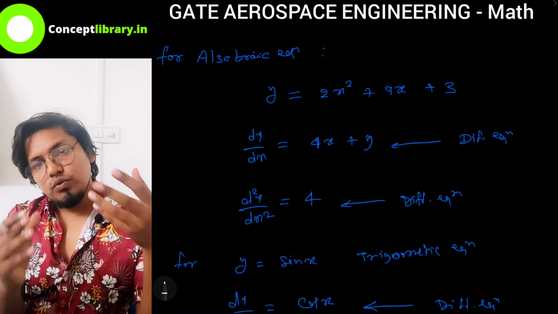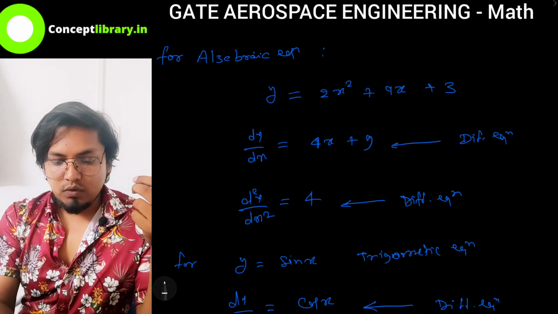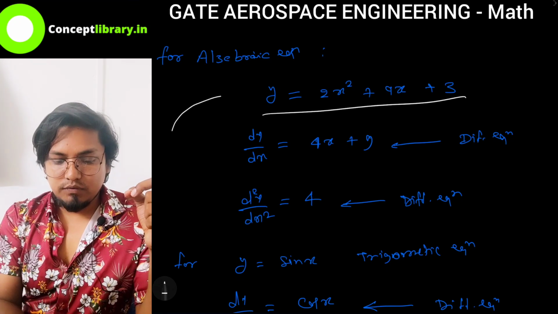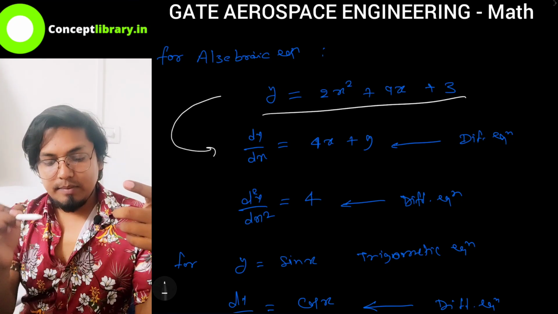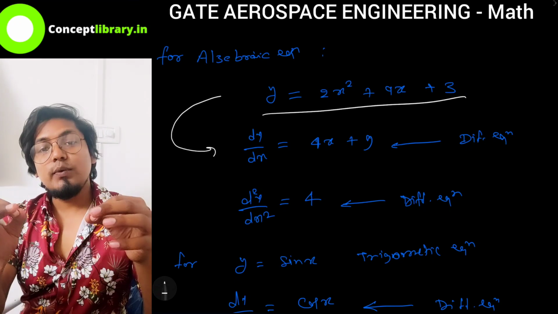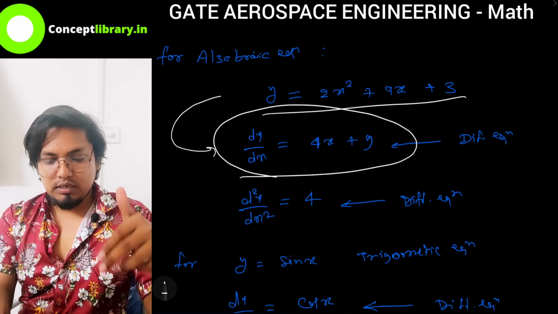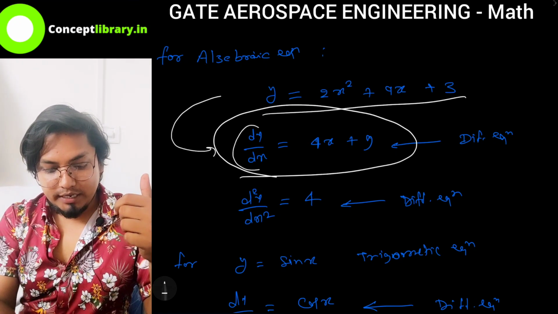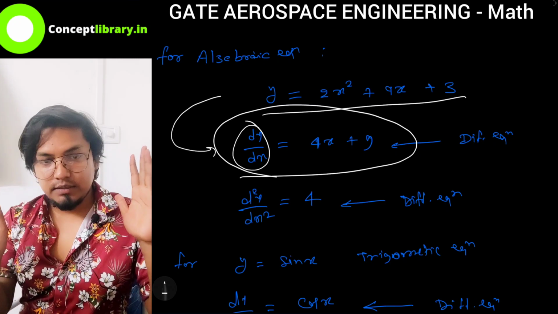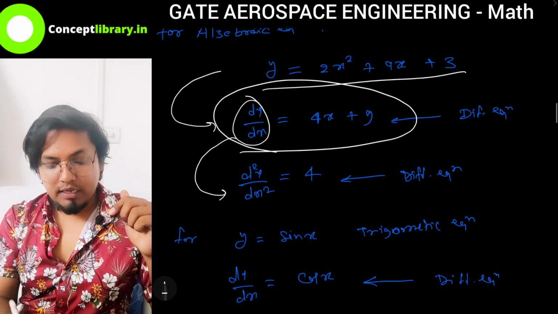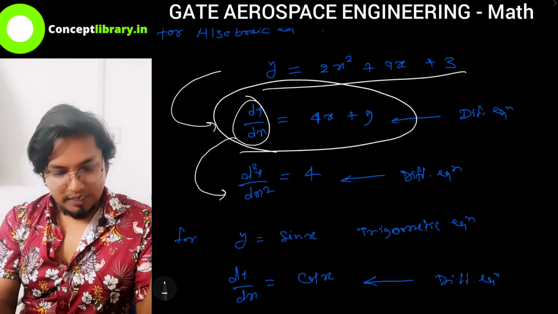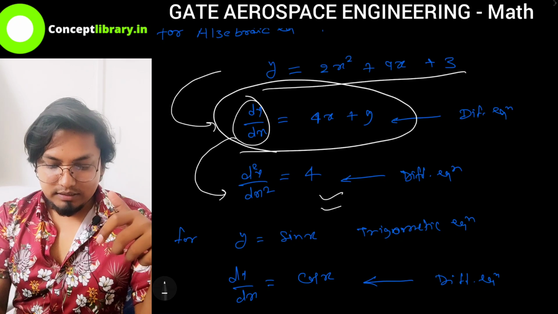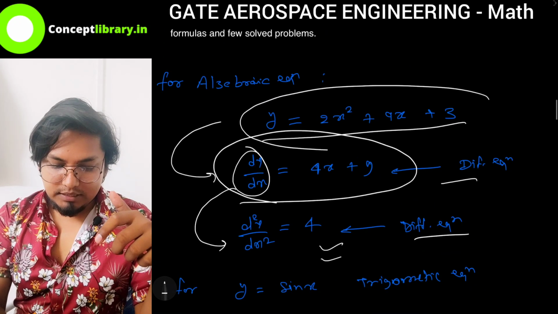Okay. So now, whatever you are seeing on the screen here, I have actually explained that suppose you have any algebraic equation, that is y is equal to 2x square plus 9x plus 3. This algebraic equation, if you differentiate one time, then it becomes dy by dx is equal to 4x plus 9. So this equation dy by dx became your differential equation. Why? Because in this equation, derivative dy by dx is coming into picture, right? If you differentiate the same equation again, then d2y by dx square is equal to 4. Again, this became another differential equation.